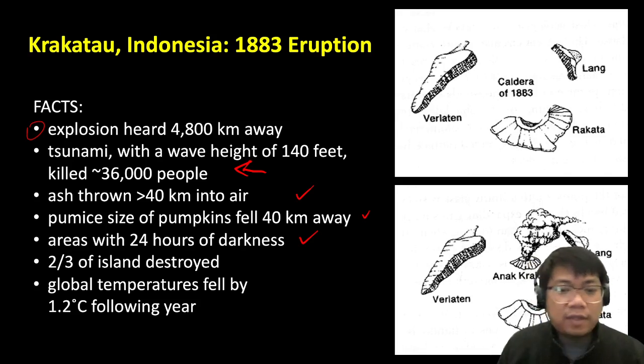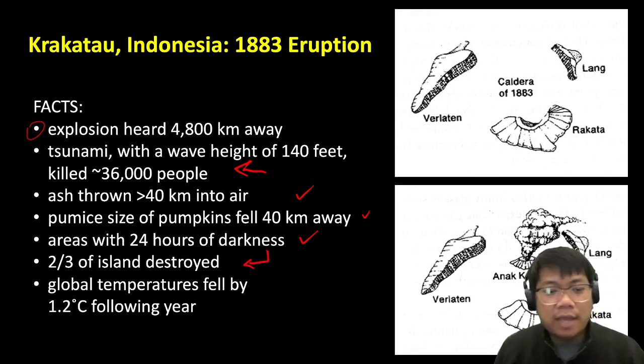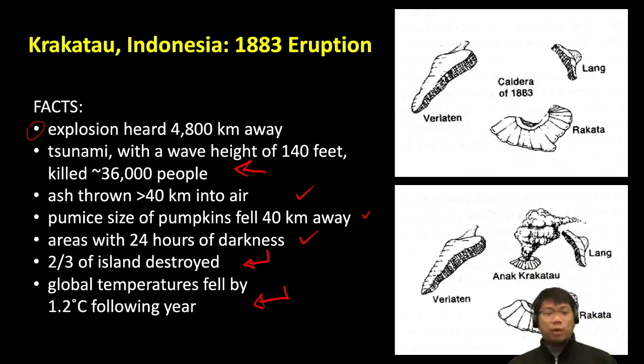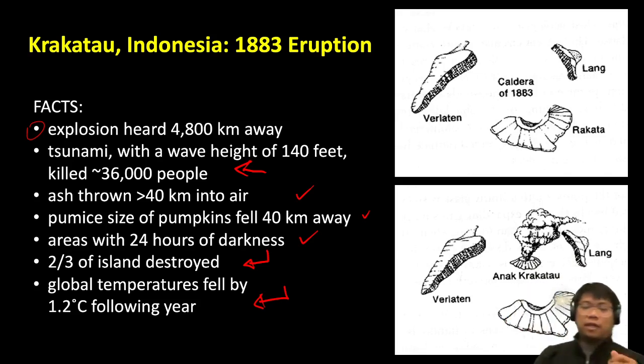Obviously the eruption was so big it destroyed the island. And this is also an interesting fact right here: the global temperatures fell by 1.2 degrees Celsius in the following year.